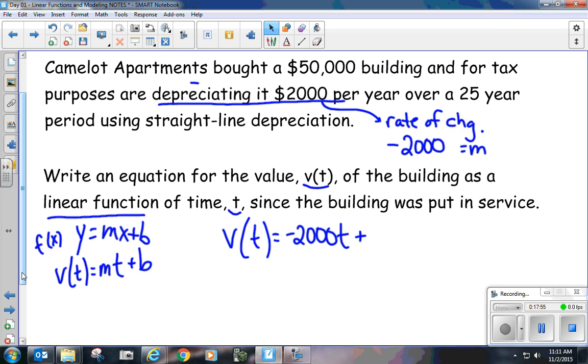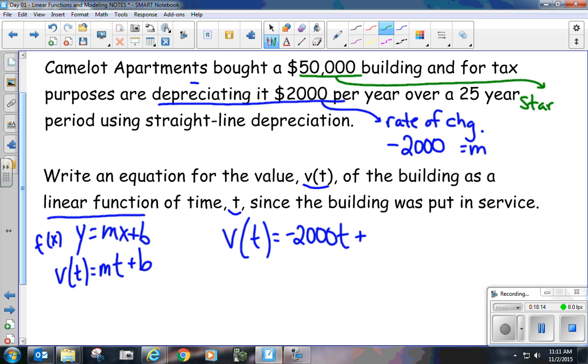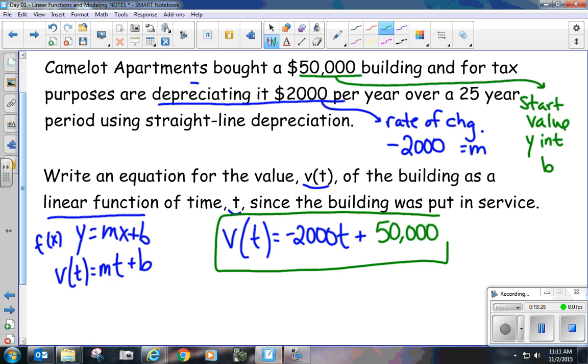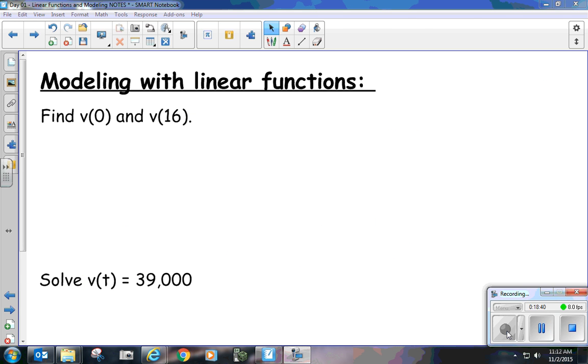What's the y-intercept going to be? Where do you think we're going to start? If the y represents value, what's our starting value of the building? 50,000. That's what we bought it for. This is our starting value, which means that is our y-intercept, which is our b, plus 50,000. That is the equation that represents the building bought for $50,000 that's depreciating at $2,000 a year using straight line depreciation. So our equation is v of t equals negative 2,000 t plus 50,000.